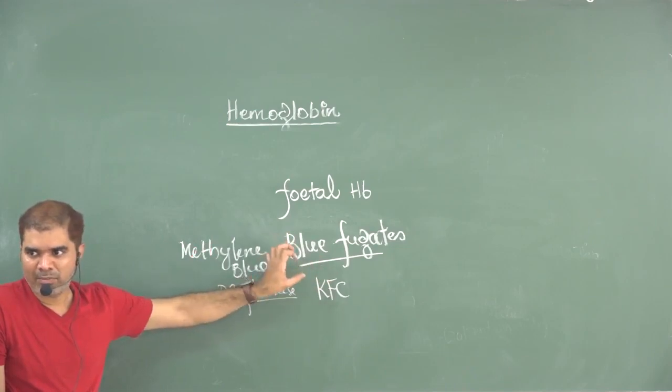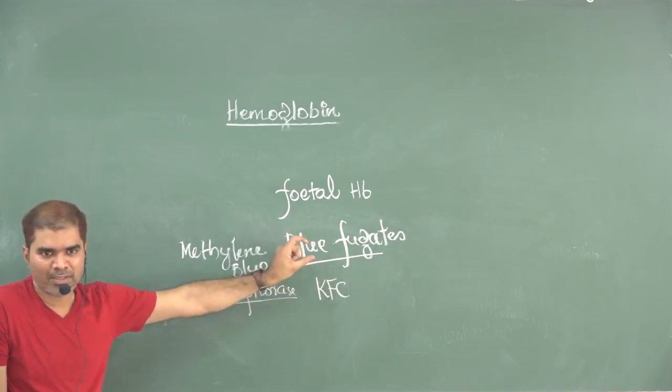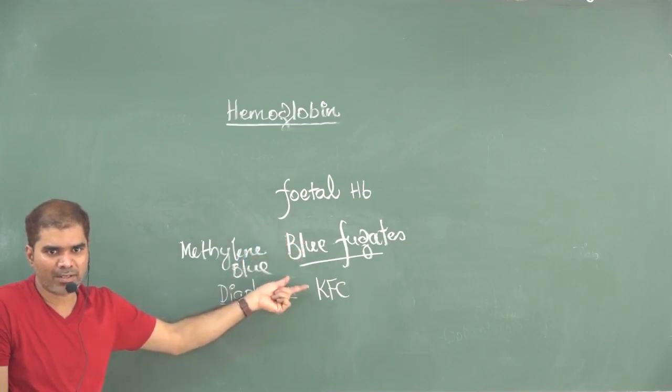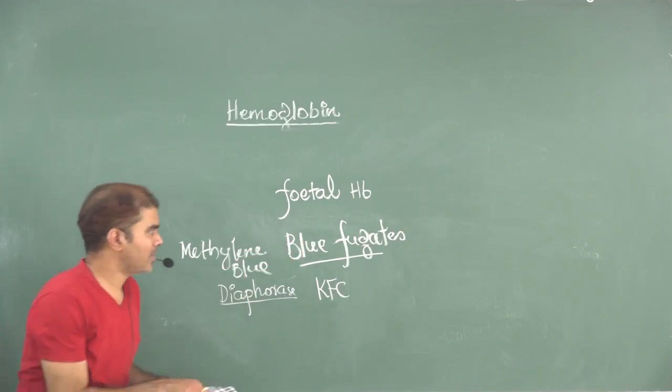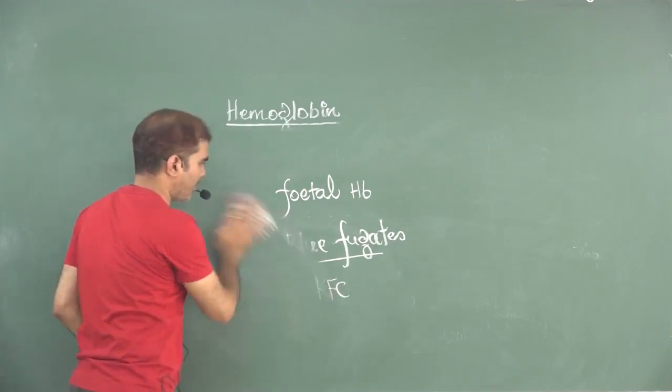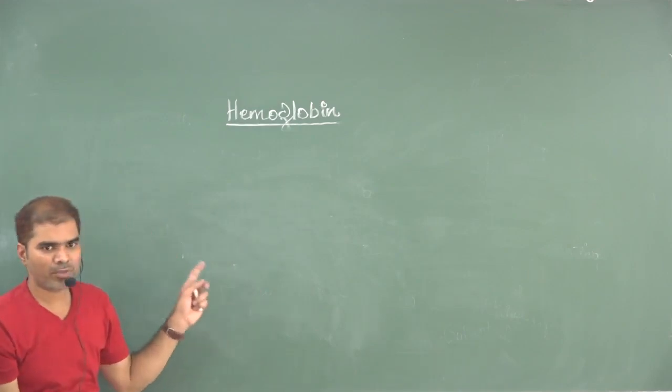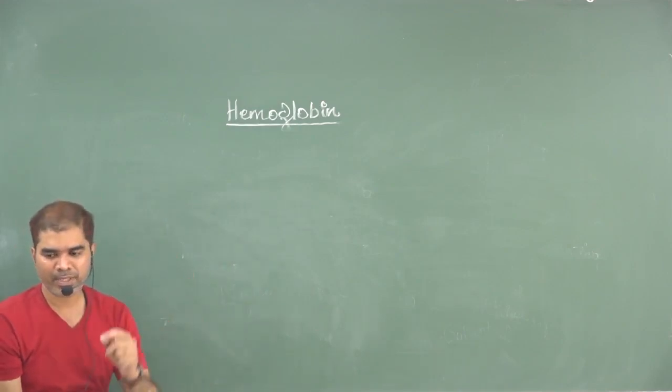And this anomaly was found in this family only. That is the reason they were called Blue Fugates. Fugates is the name of that family who lives in Kentucky. Okay. So this is how blood is correlated to many anomalies also. Okay. Write down a point.